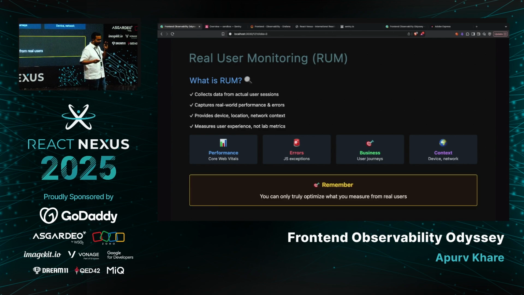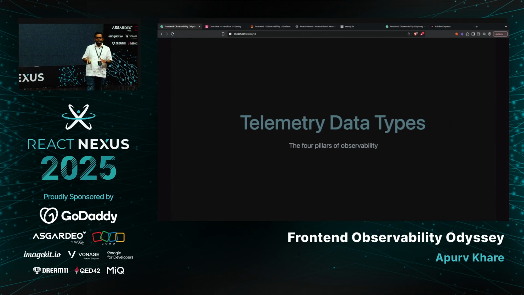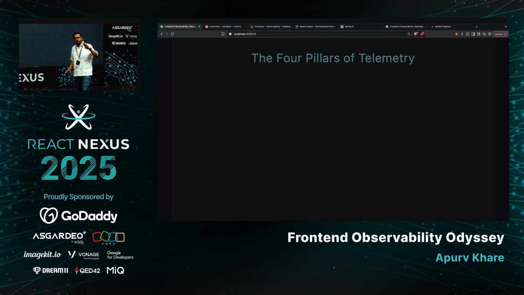And remember, you can only truly optimize what you can measure. So it's important for us to measure. Now, how do we measure? There are different telemetry data types. So there are 4 pillars of telemetry.